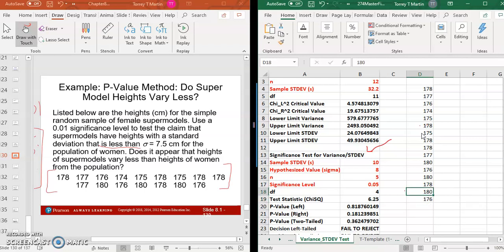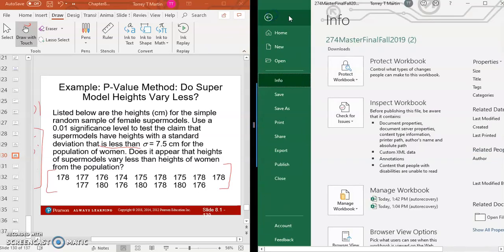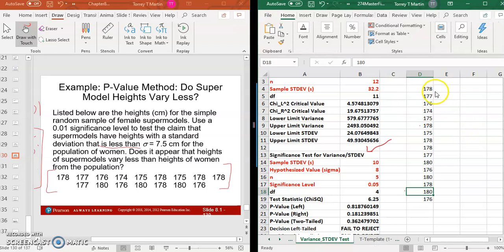Okay, let me just count these up. So 1, 2, 3, 4, 5, 6, 7, 8, 9, 10, 11, 12, 13, 14, 15, 16. So I should have 16 here. It's because I still have it on draw. There we go. Alright, so I do have 16 counted. Alright, so I think we're in good business.